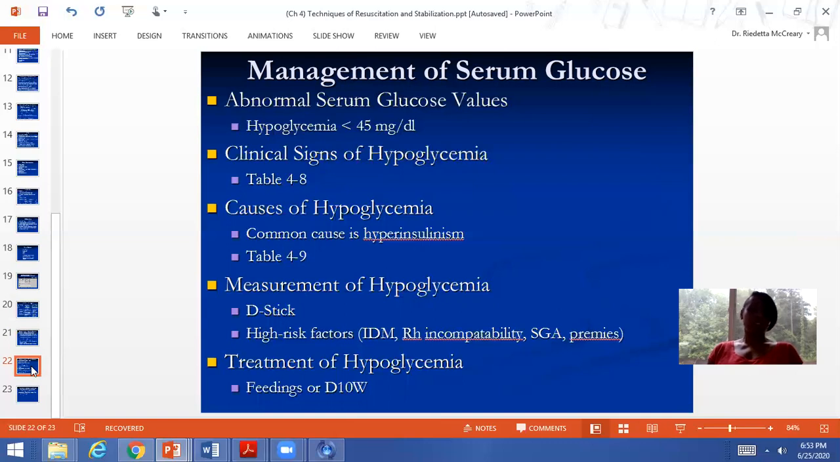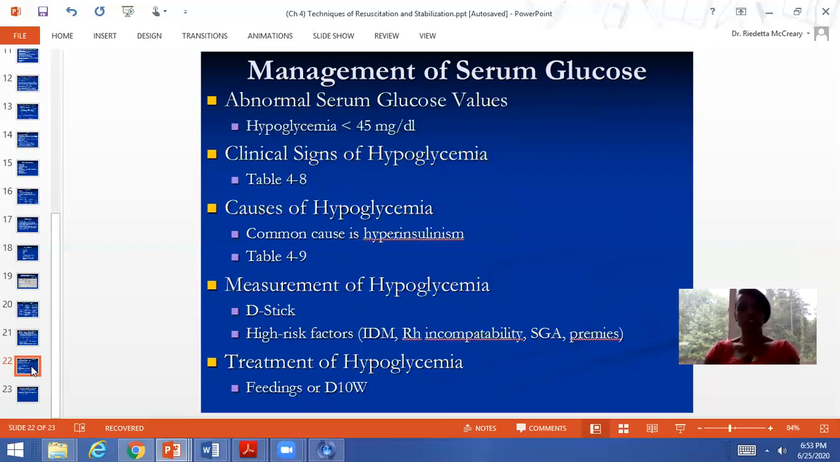So if your baby has too much insulin and it's not breaking it down properly, then the baby can be hypoglycemic. D-stick, I mentioned that earlier. That's how we're going to measure it. Stick the baby's heel and collect the specimen and run it.